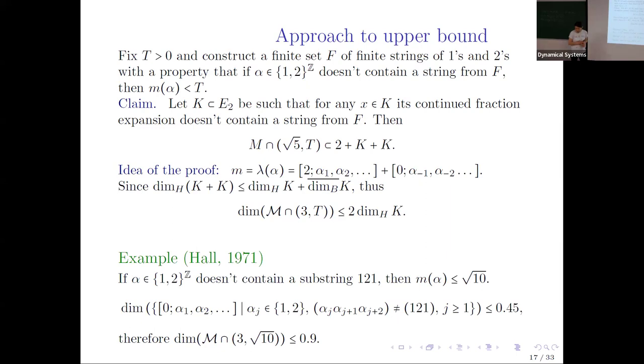So how can one use this? Well, it was already used by Paul: if you take all sequences that do not contain the famous 1-2-1, then what numbers would be smaller than square root of n. And what one deduces from this is that, because the dimension of all sequences that do not contain 1-2-1 is going to be bigger than 0.45, the dimension of the Markov spectrum is going to be no bigger than 0.9. So getting an upper bound is relatively easy.